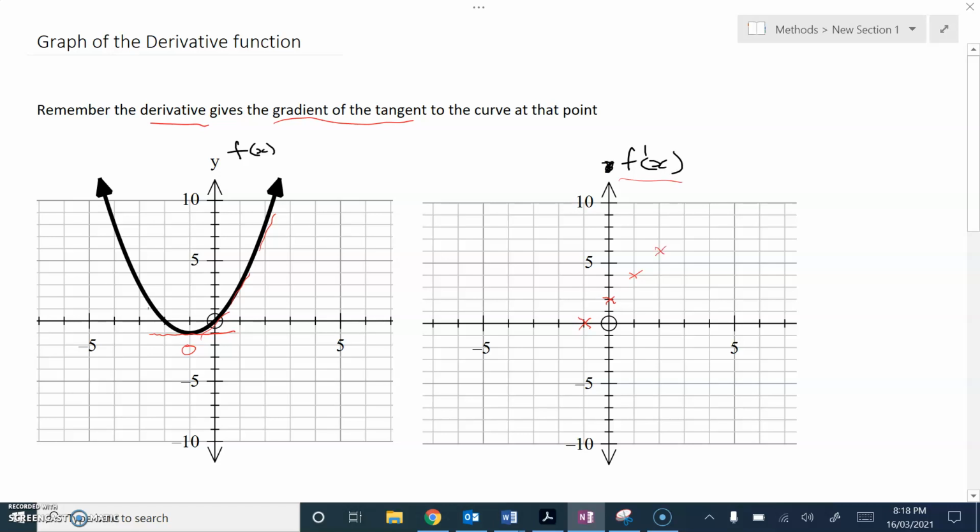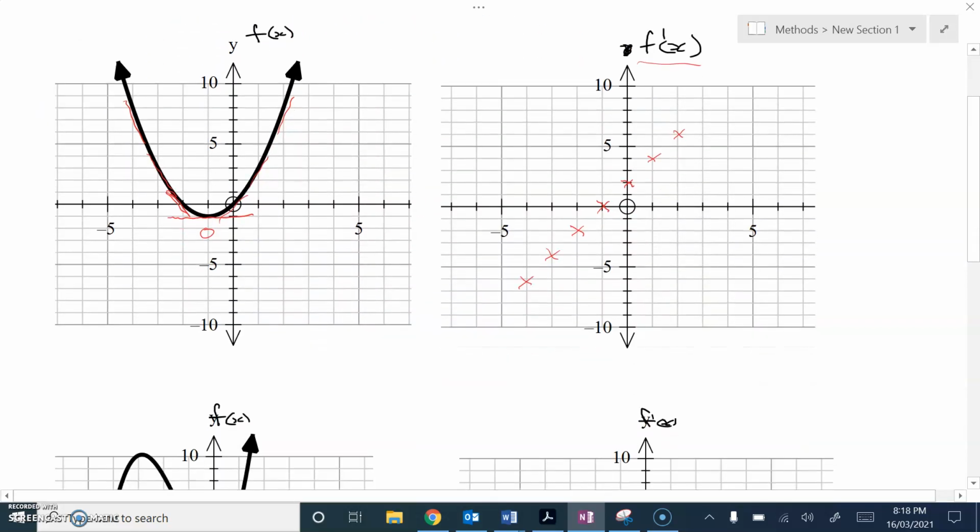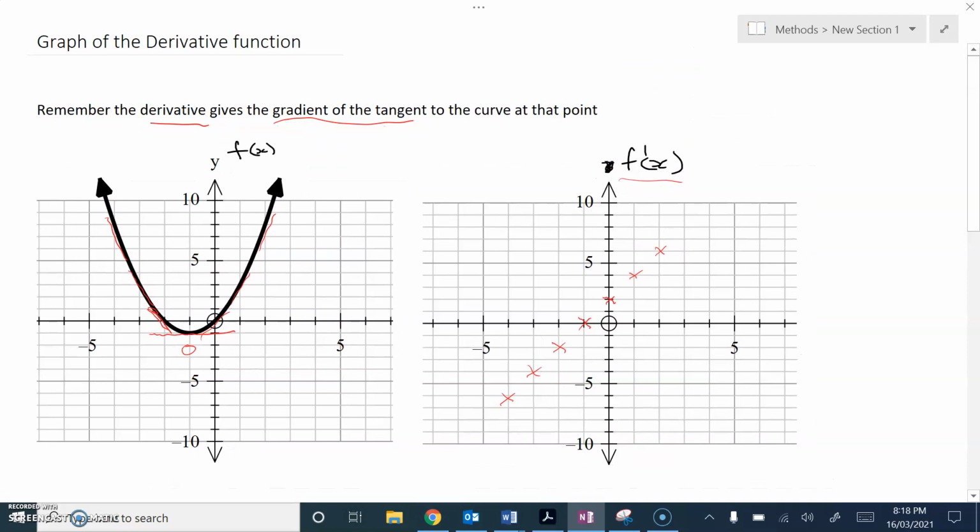Then I look on the other side, that one's going down, so it's negative. This one's even more negative. And out here, even more negative still. So you can see my points pretty much line up in a straight line. And that's not really surprising when you think about it.